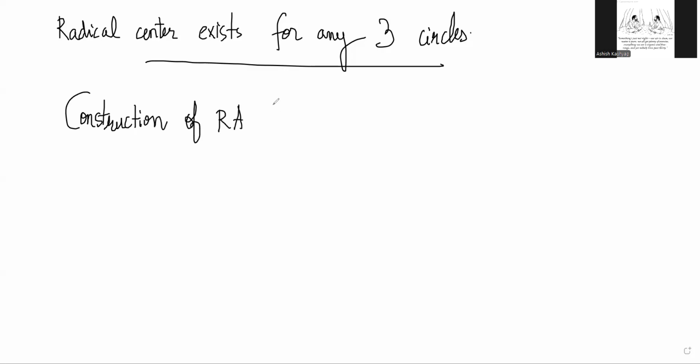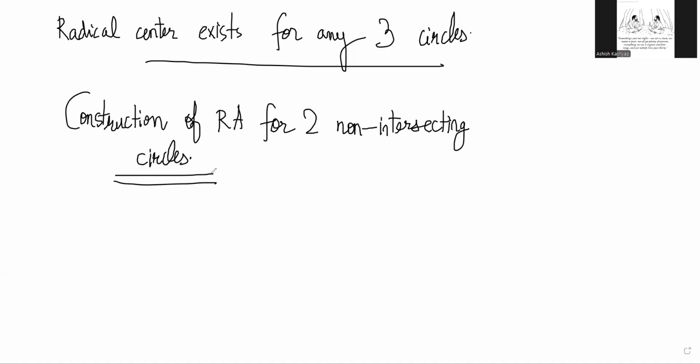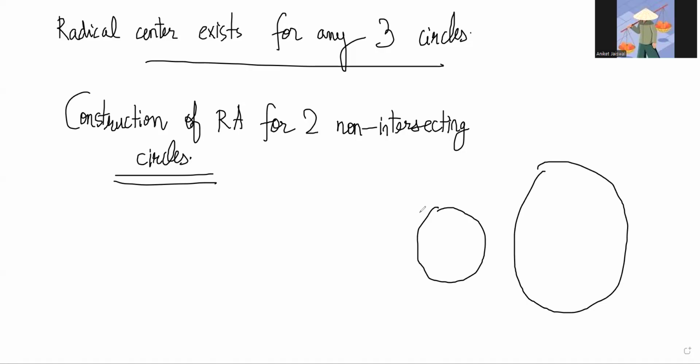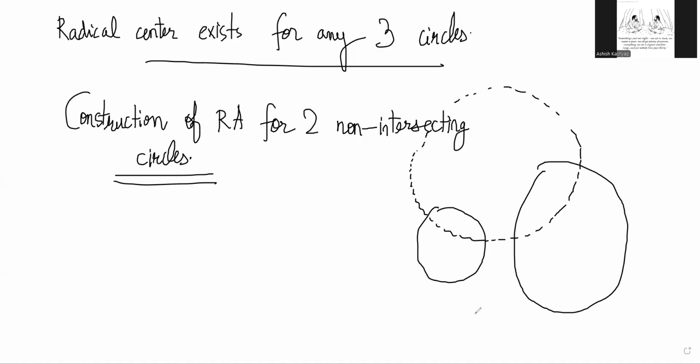Construction of the radical axis for two non-intersecting circles. The radical axis of intersecting circles is clear to everyone. What we need to understand is the case of non-intersecting circles, where it will lie. So what you have to do is very simple. Create a third circle which cuts both these circles twice, meaning this type of situation: twice here, twice here. Then take the respective radical axes.